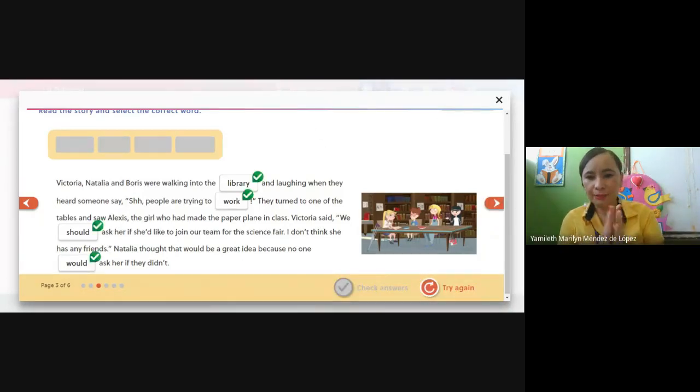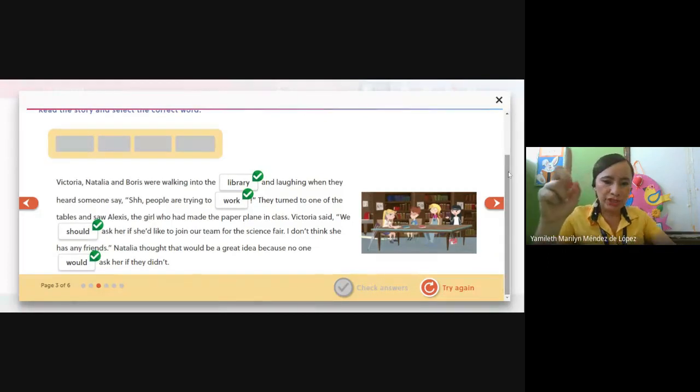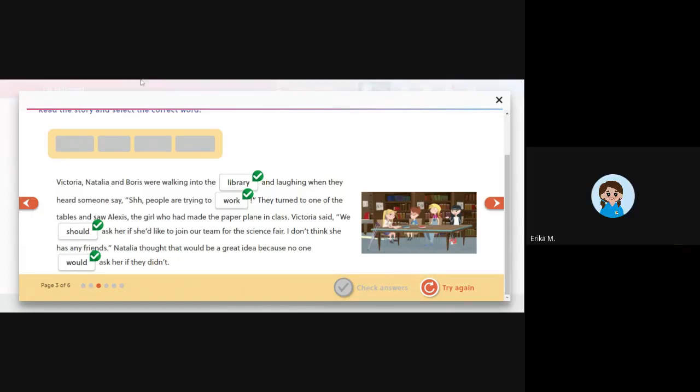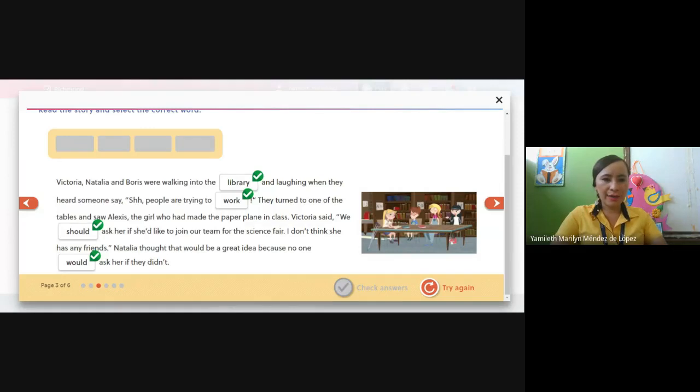Perfect. Excellent. Now I need a volunteer to read the text. Who wants to read me the text? Me. Erika. Okay, Erika, go ahead.